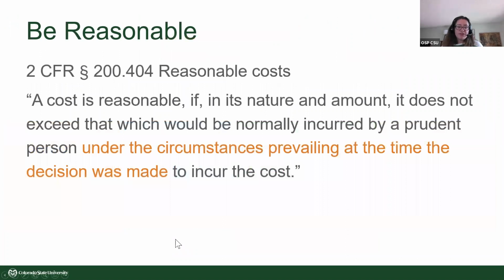Okay, so first of all, be reasonable. Let's be reasonable. What do we talk about when we're talking about reasonable? Typically, when we think about allowability, we think again about allocability and reasonableness, and reasonableness is actually defined in uniform guidance, and I gave the reference there. A cost is reasonable if it does not exceed that which would normally be incurred by a prudent person under the circumstances prevailing at the time the decision was made to incur the cost. So at the time the decision was made to incur the cost, which is usually really far away from the time we budgeted for those costs, right?